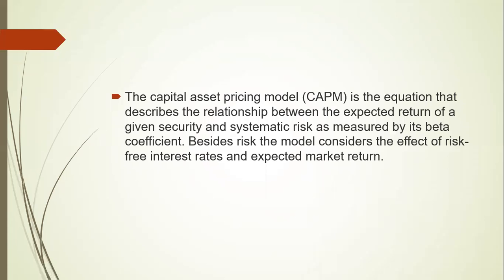So in this we will study the relationship in the model, that is CAPM. It compares the relationship between the expected return and the systematic risk of the given security through the beta coefficient. Besides the risk, the model considers the effect of risk-free interest rates and expected market return. So we know RF, that is the risk-free interest rate. For example, government bonds come as risk-free. So how to calculate it?